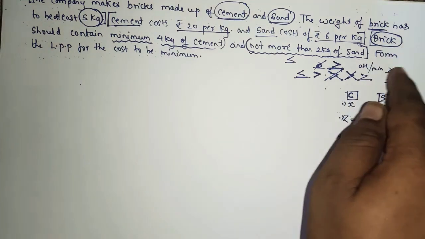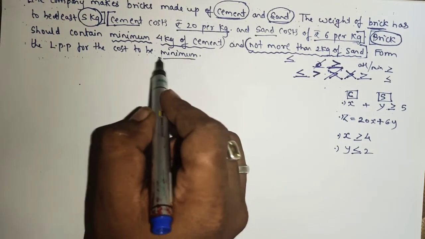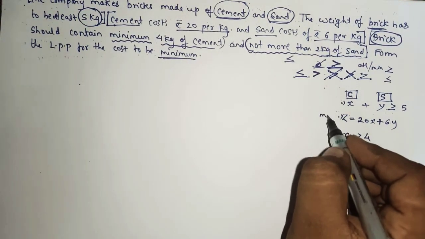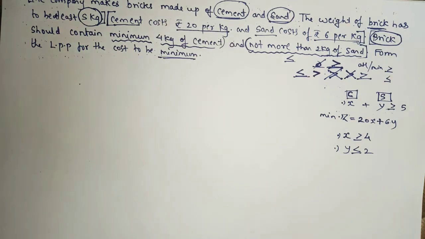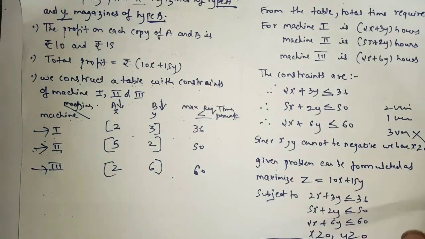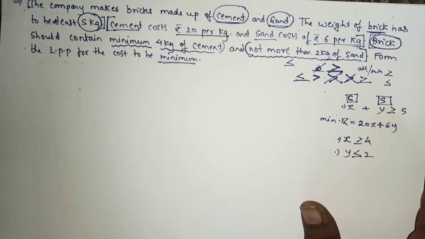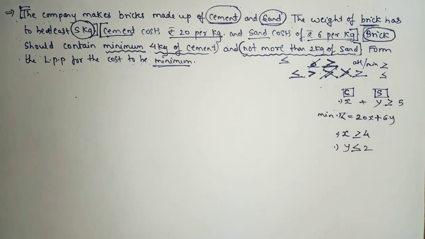And then form the LPP for the cost of minimize. So here we have to minimize the cost. So Z will be what? Minimize. So can I say, without the help of the table, we can frame the equation directly also. So this was the concept about this sum.